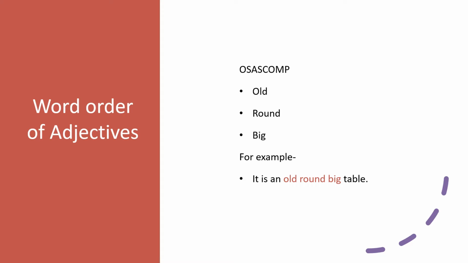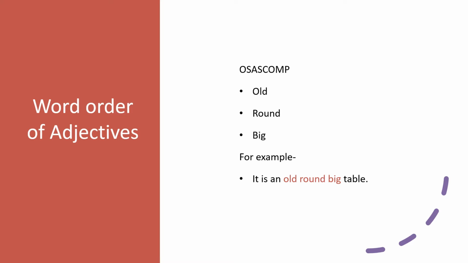So students get confused while using adjectives which are more in number. So for that, always remember to use this formula. The formula is OSASCOMP, which is called as OSASCOMP. Now let's have a look at one example.